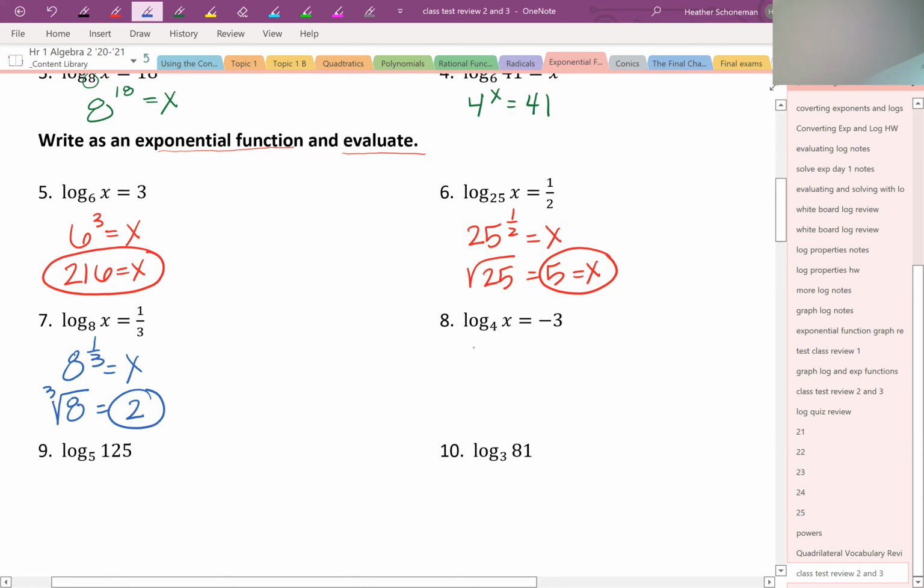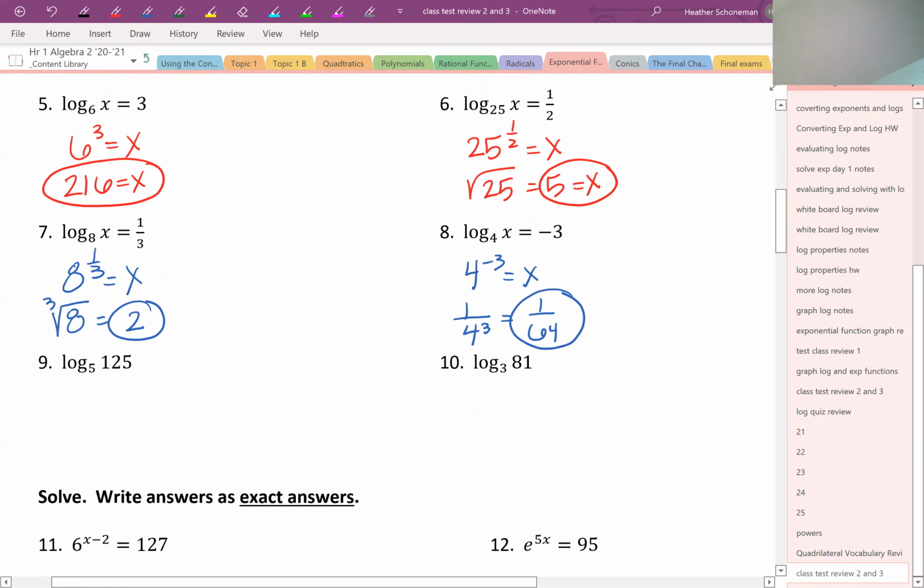Number 8, this would be 4 to the negative third equals x. And the way we make the exponent positive is we add 1 over. So we have 1 over 4 to the third. And 4 to the third would be 64. So we have 1 over 64 is our answer.